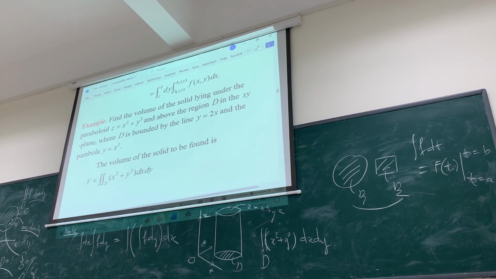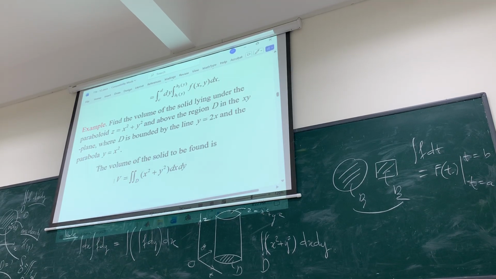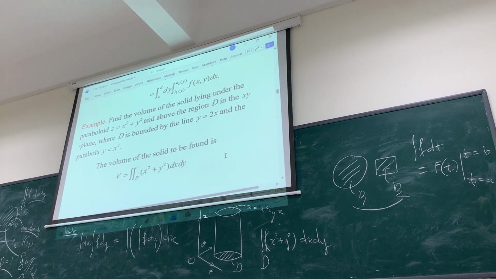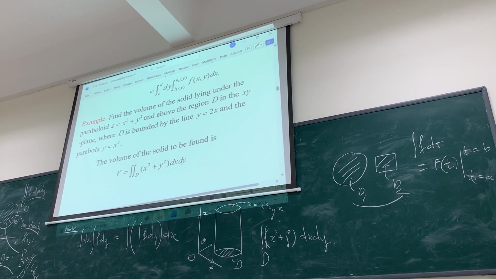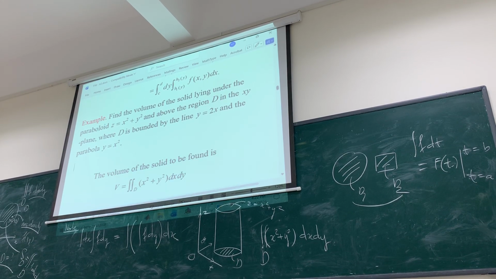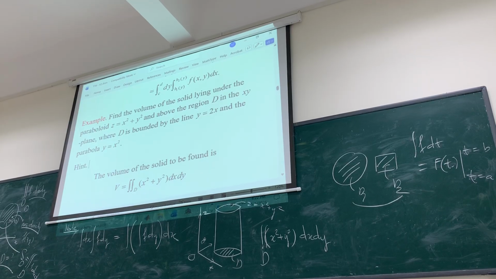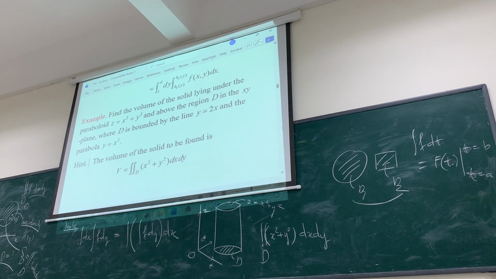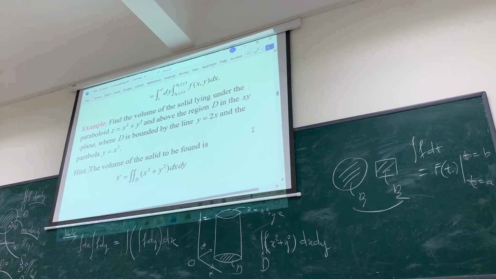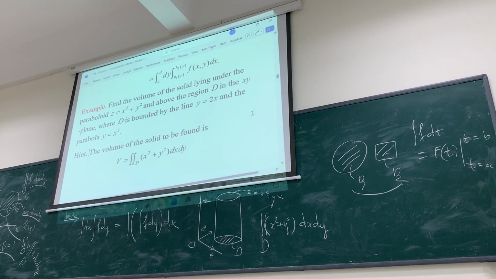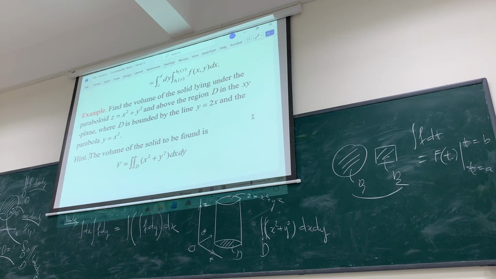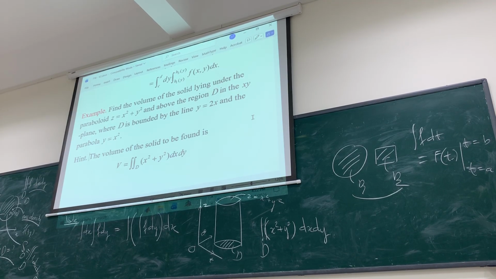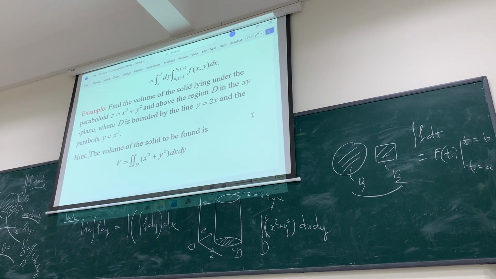The volume for this is found by the formula. Okay? As the formula. You draw that. Okay, now let me give you two ways to find the volume. The first way is type 1. The second way is type 2.